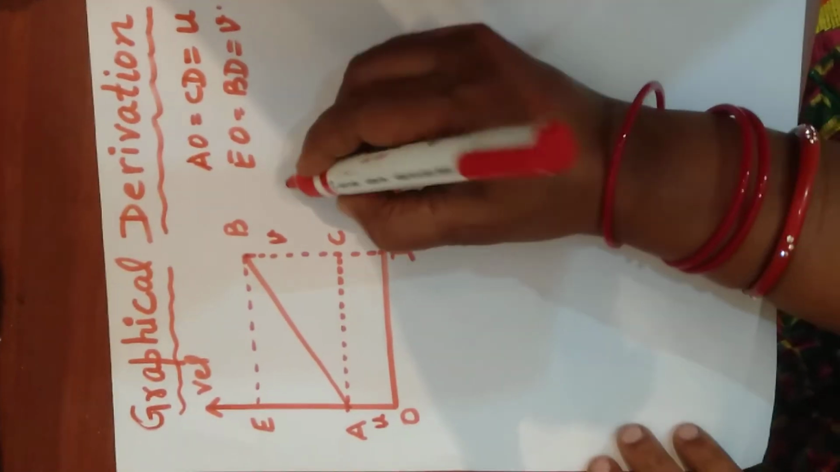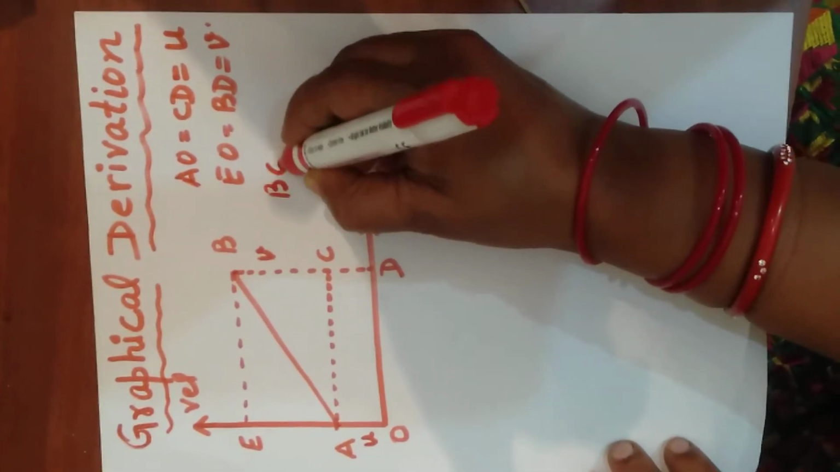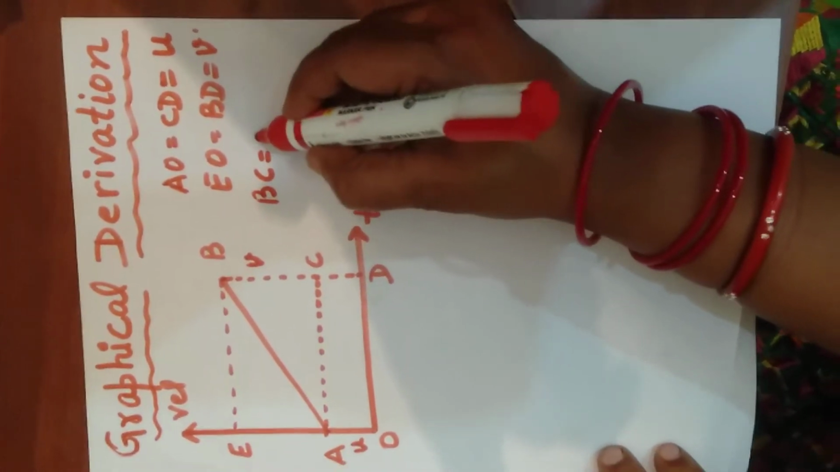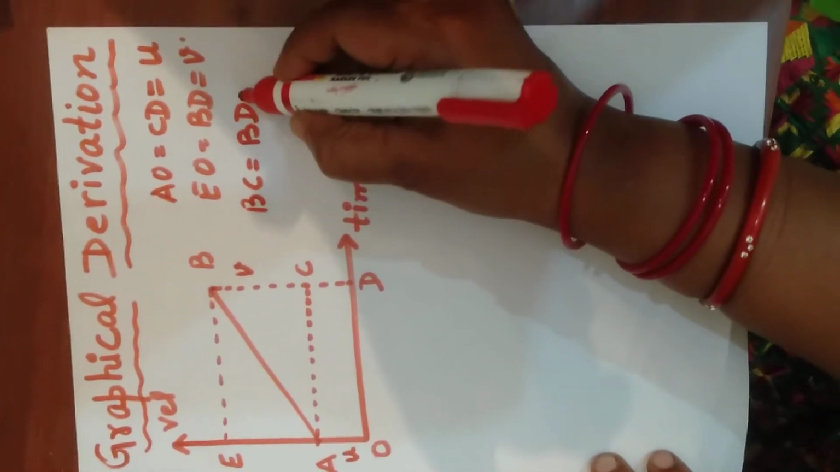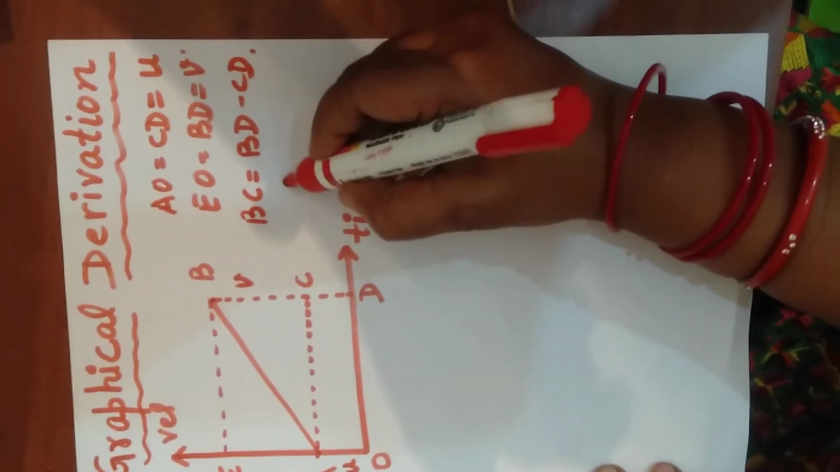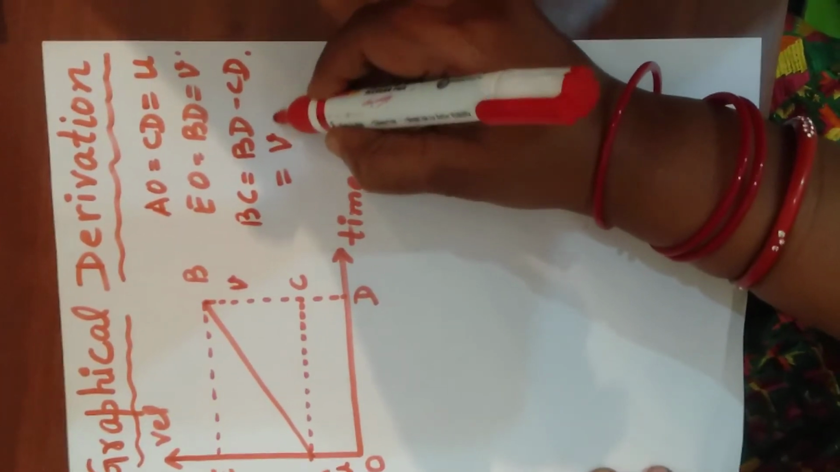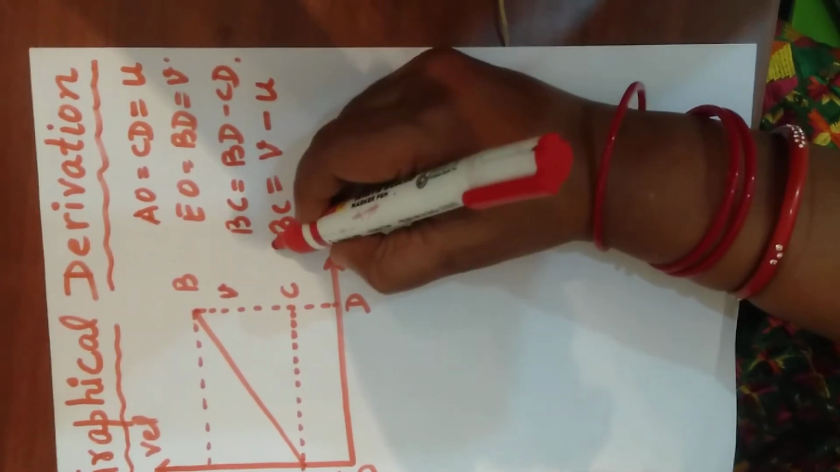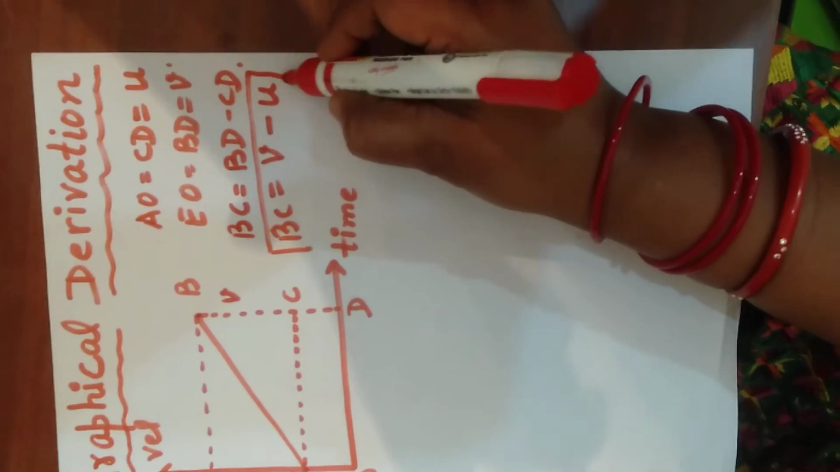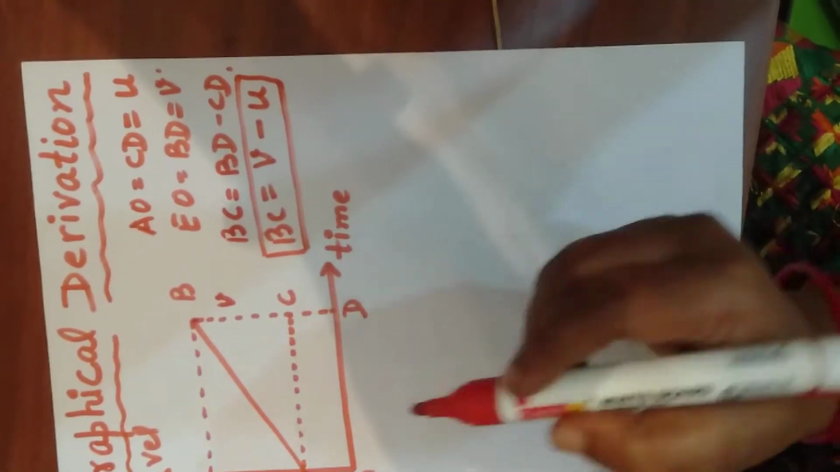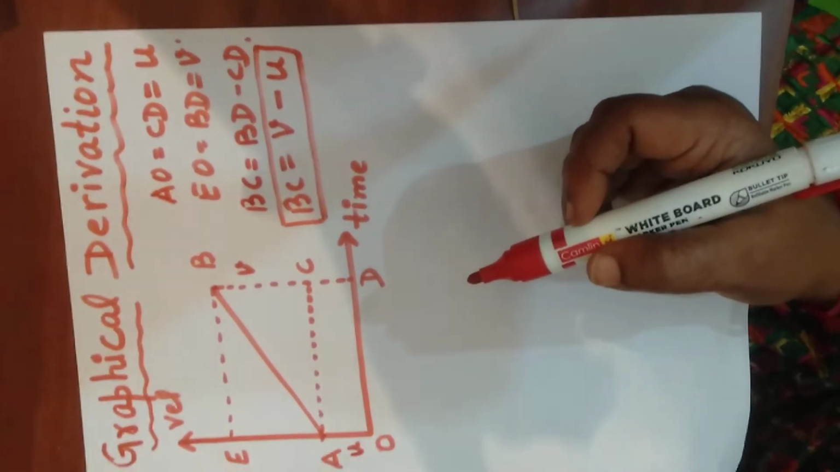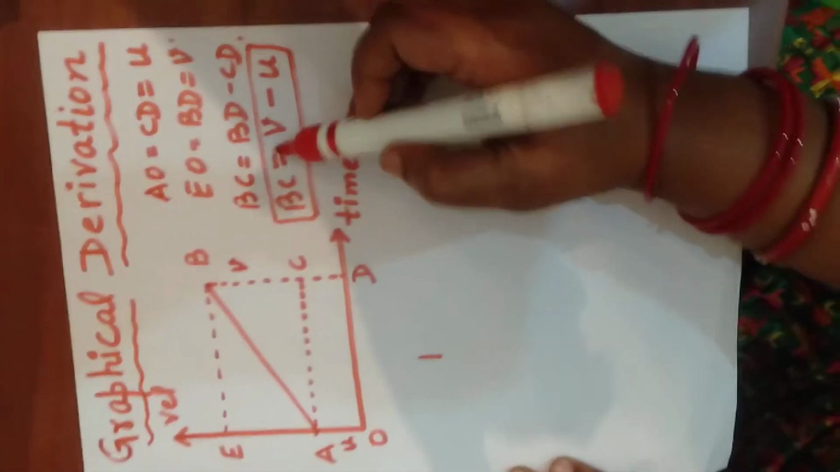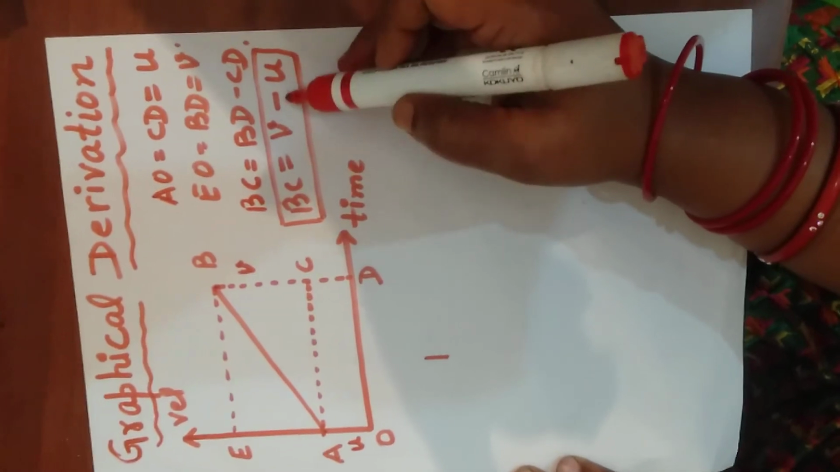What is BC? So BC is equal to BD minus CD, right? And what is BD? BD is V and CD is U. So BC is equal to V minus U. This is the first part of your equation, right? Now we will see where we have to start the derivation. What is BC? So BC we have seen, BD minus CD, that is V minus U.